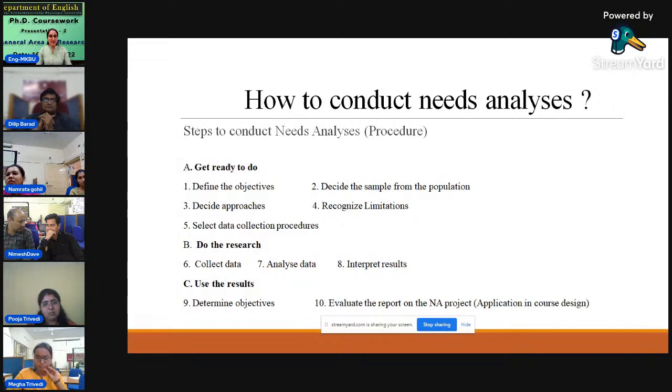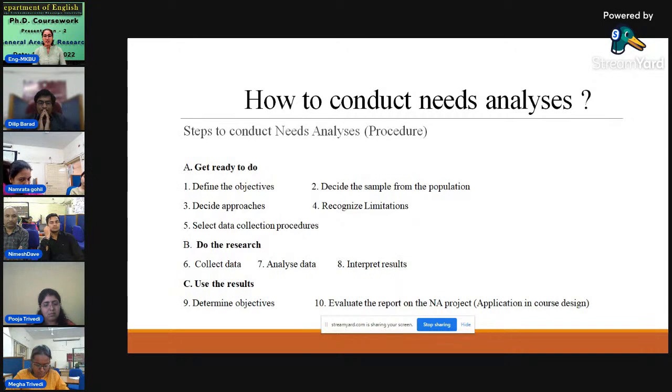These are the steps of how we can conduct needs analysis. The very first is preparing a plan. Before we design a course, we define some objectives, which can be course objectives or learning objectives. Those objectives should be defined in advance. Then we decide the sample. In an earlier presentation I already mentioned the sample. We should decide the sample, decide the approach, and also recognize some limitations in conducting the needs analysis. Then we choose the process through which we want to collect data. Then we collect data, analyze data, and interpret the results.